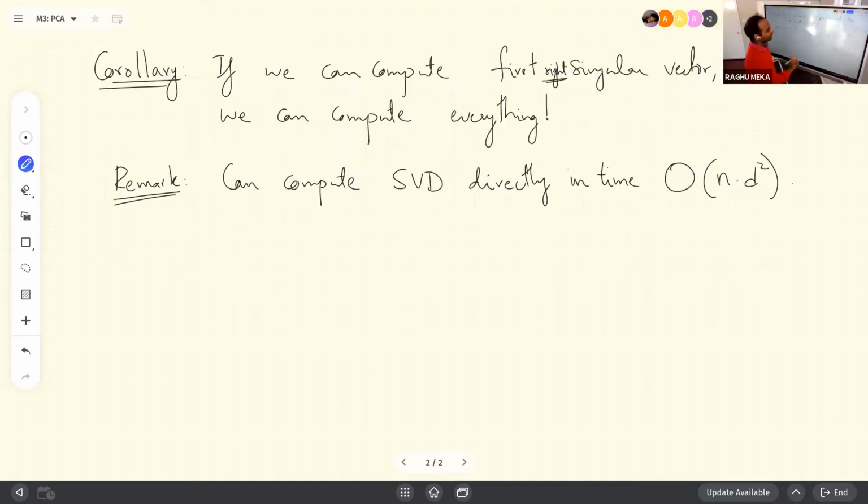And this is what's implemented in most platforms, but there's one catch. So think of the metrics challenge, where n was 500k and d is 17k. Then even to store this matrix, if I wrote a dense matrix, this n times d is 8 GB in memory.